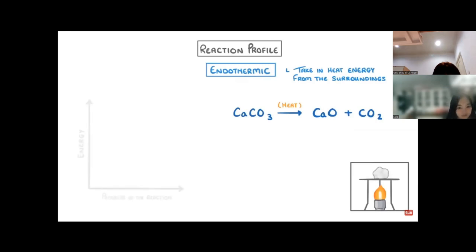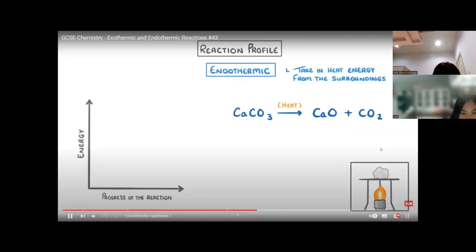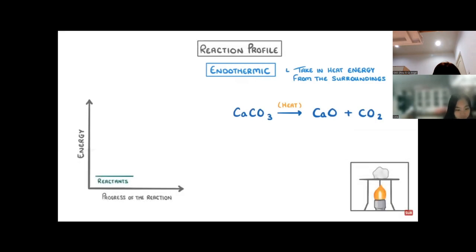So if we wanted to draw a reaction profile for this reaction, then just like before, our reactants will be on the left and the products on the right. But this time the products will be higher up because they have more energy than the reactants. And so we label this difference as the energy absorbed rather than the energy released.